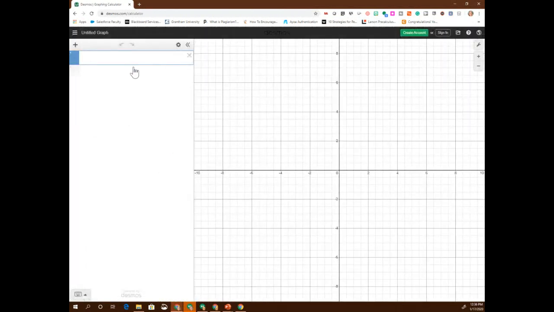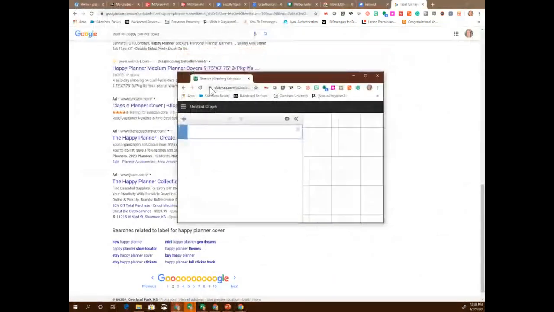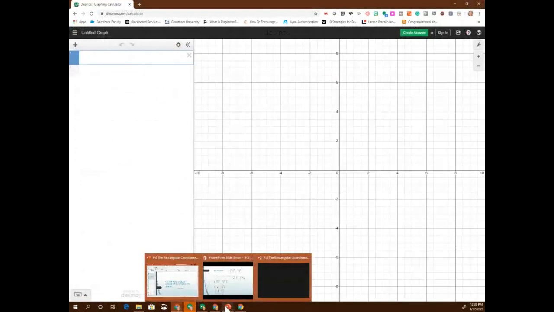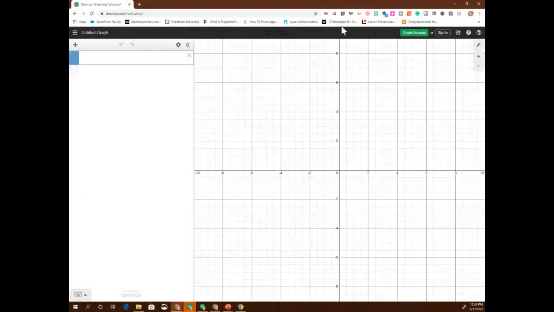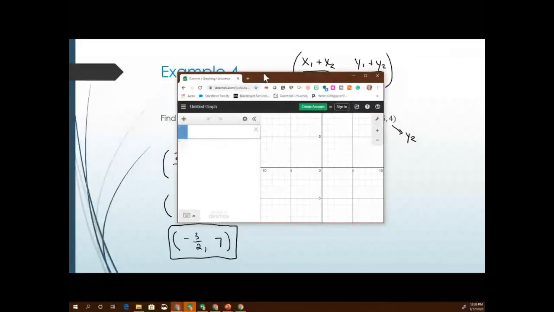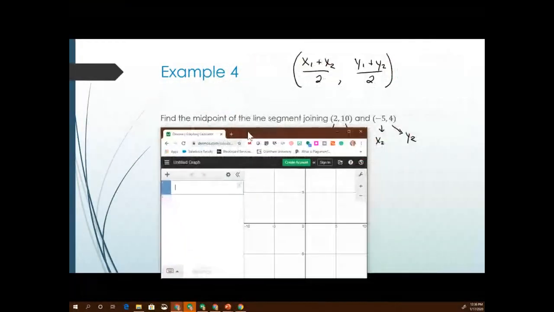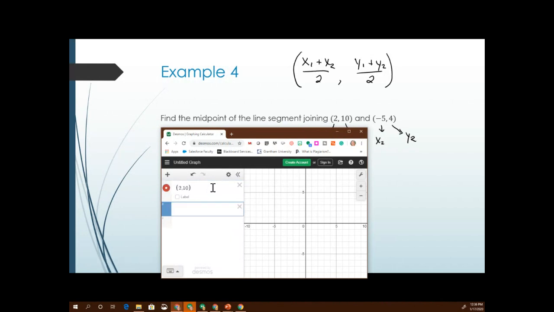And then this is what you see, and you just type in your ordered pairs. So I'm going to make it small so that I can see the actual values here and type them in. So we have 2, 10, so I literally type in what I see, and then I hit enter. And then the second one is -5, 4, and I hit enter.